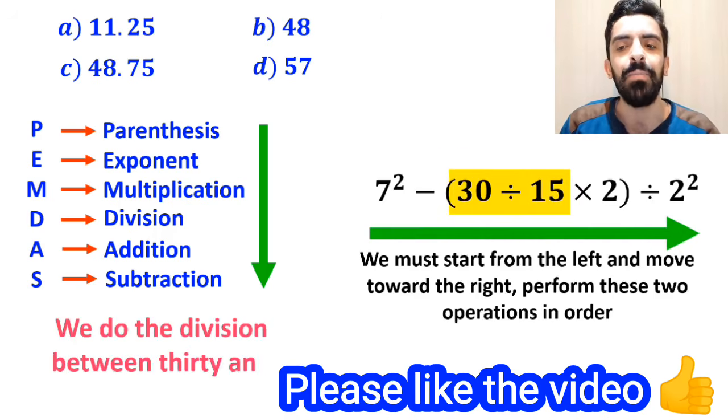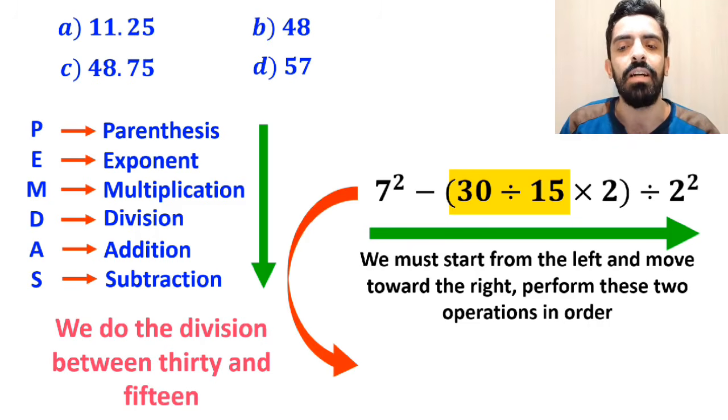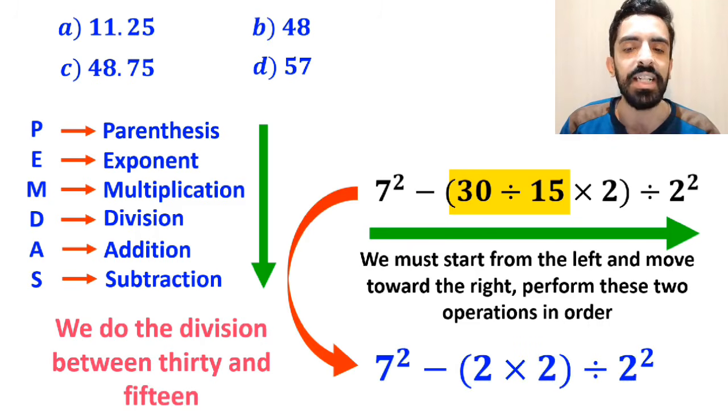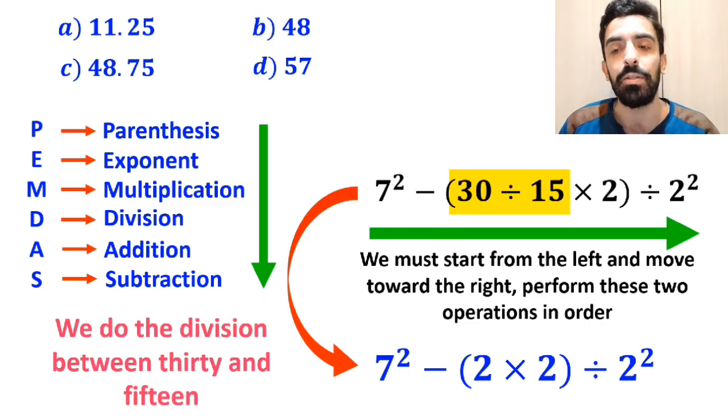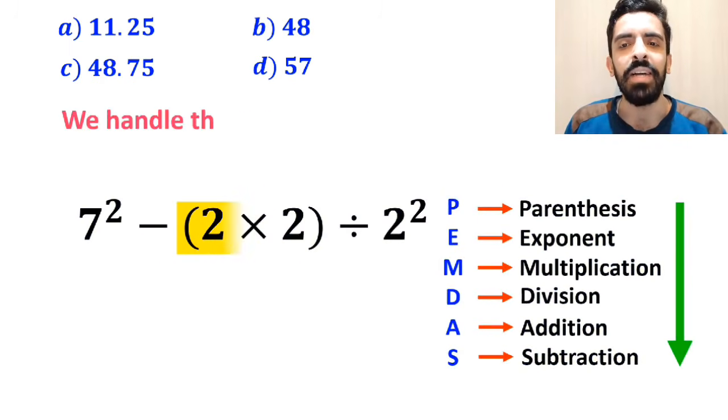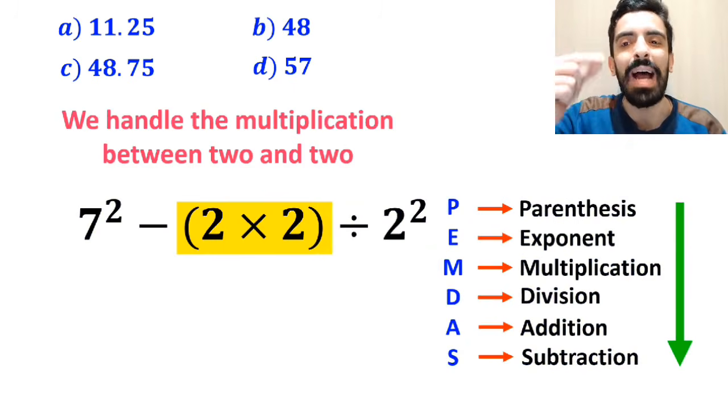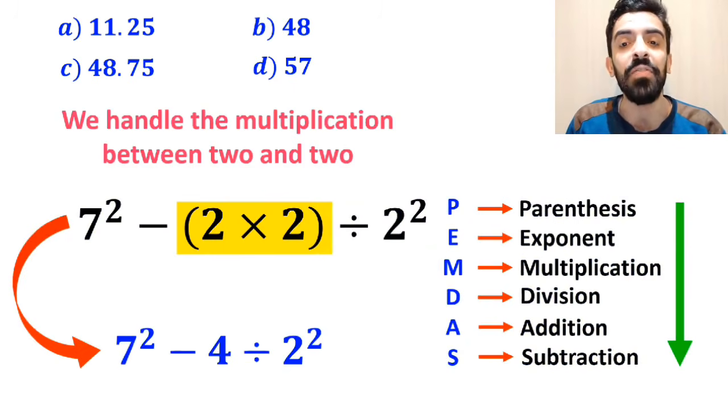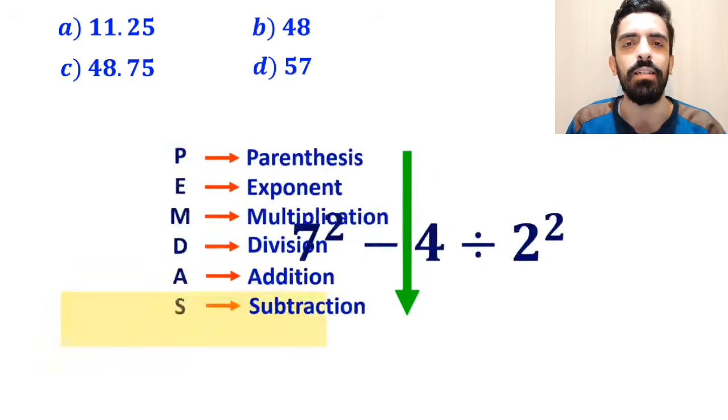So, first we do the division between 30 and 15. And this expression simplifies to 7 squared minus 2 times 2 inside the parentheses, then divided by 2 squared. In the next step, we handle the multiplication between 2 and 2, and this expression simplifies to 7 squared minus 4 divided by 2 squared.